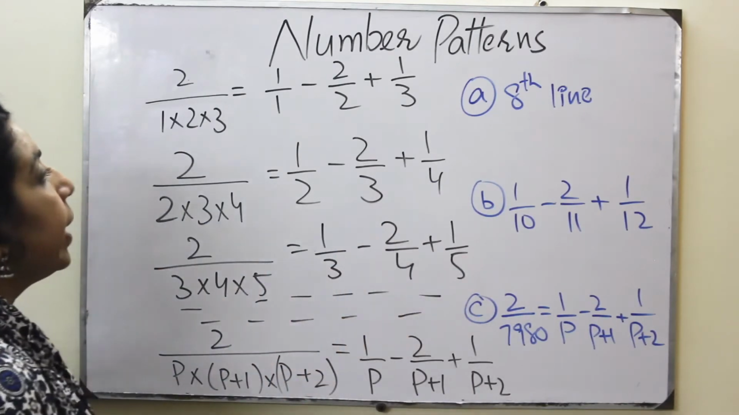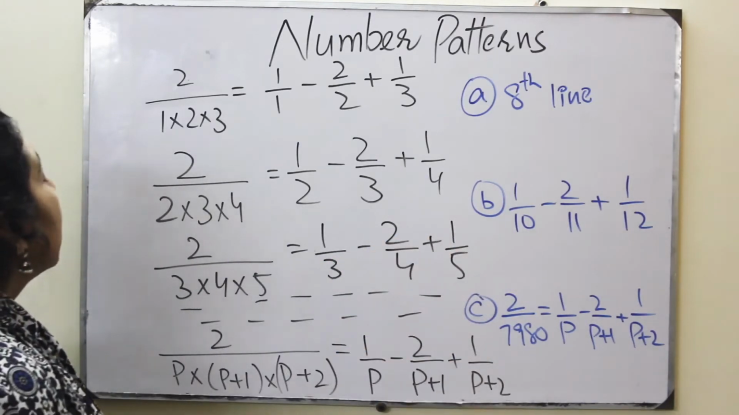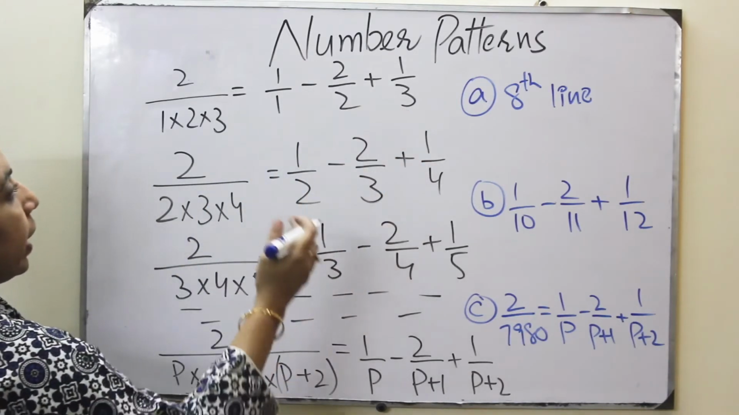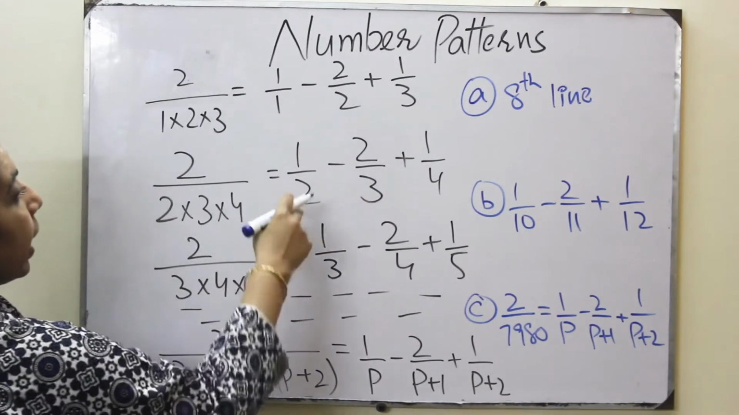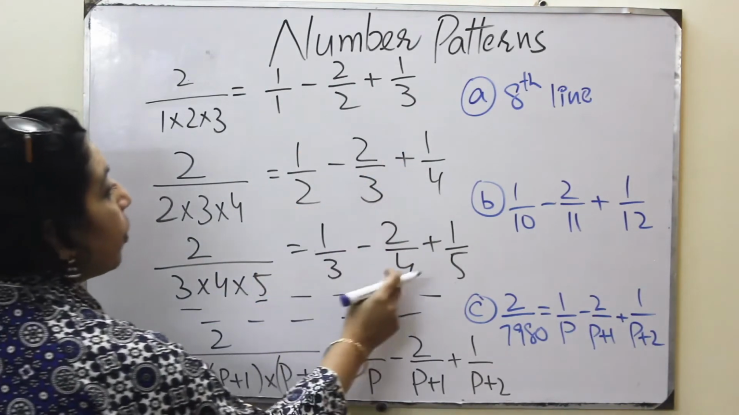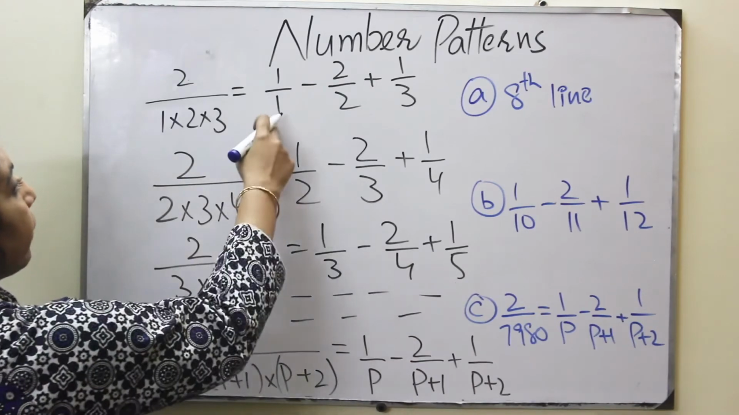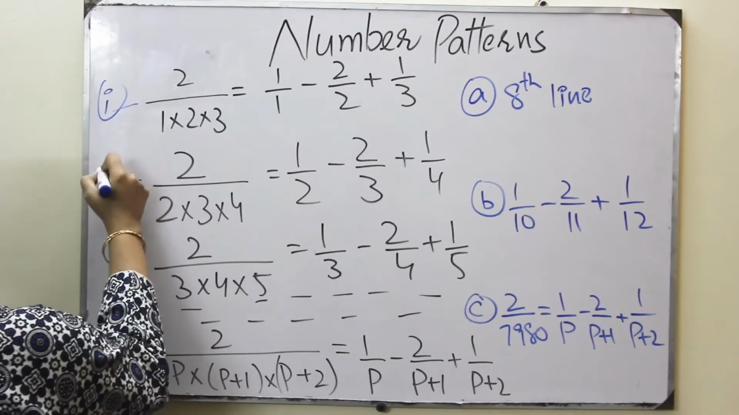We have to find the 8th line, and then we have to find the values of these two. First line is 1, 2, 3. 8th line will be definitely starting with 8, then 9, and then 10. Second line is 2, 3, 4. Third line is 3, 4, 5. So the 8th line will be 8, 9, 10, starting with 8. The first line starting with 1, the second line started with 2.